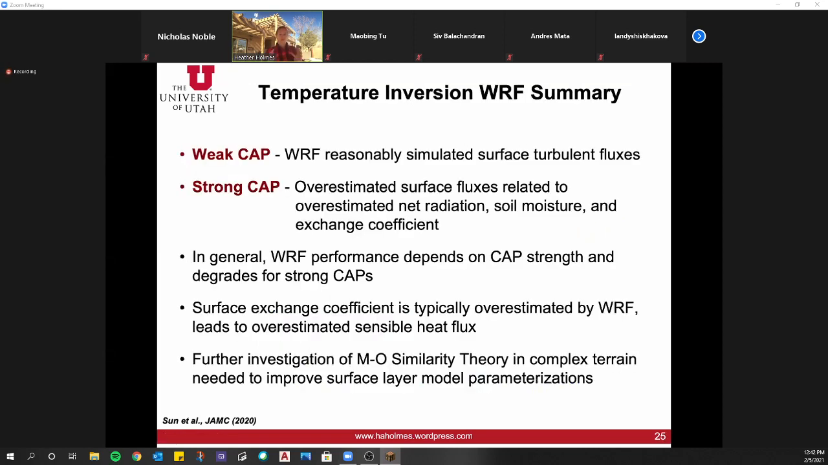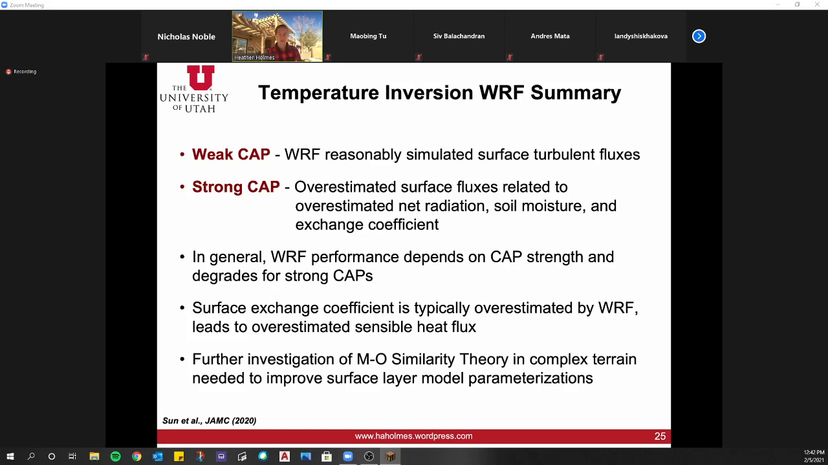I'll just summarize what she found when she did all this sensitivity testing. Essentially, WRF does pretty well for weak cold air pools. The WRF model has been getting better and better over the years. Ten years ago, it didn't simulate the temperature inversions very well at all, but now it does okay for weak ones. But when she simulated that really strong IOP5 case, the WRF model started to kind of break down.